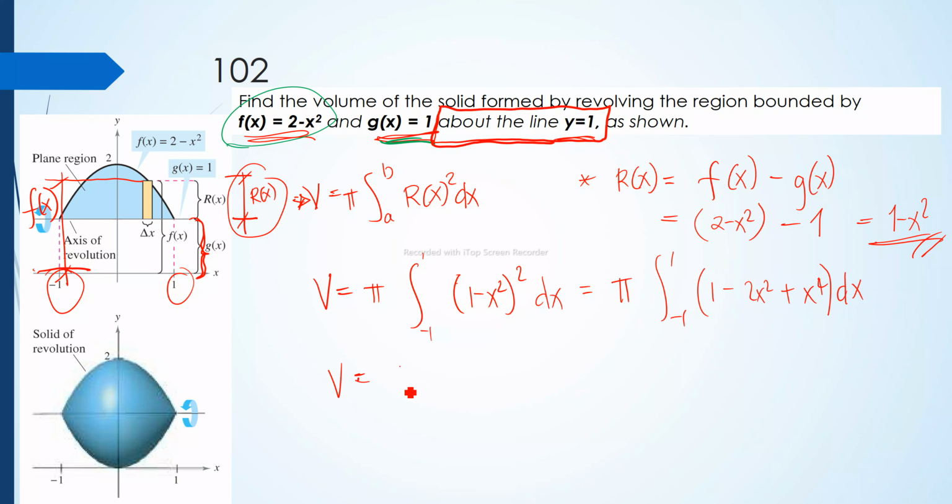Our volume is equal to pi times x minus 2/3 x cubed plus 1/5 x to the fifth, to be evaluated from -1 to 1. And if we evaluate that, we will arrive at our volume being equal to 16/15 pi cubic units.